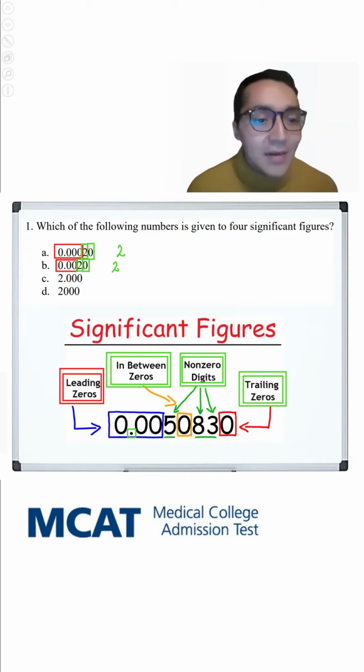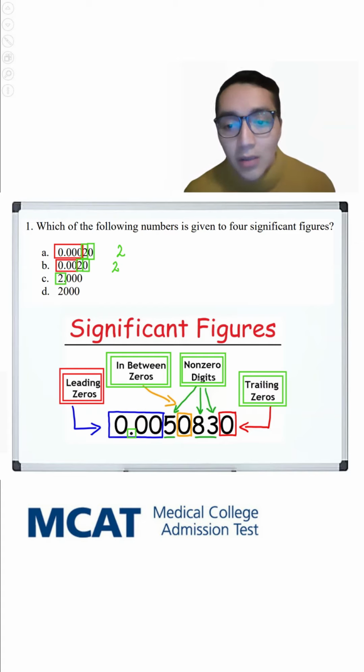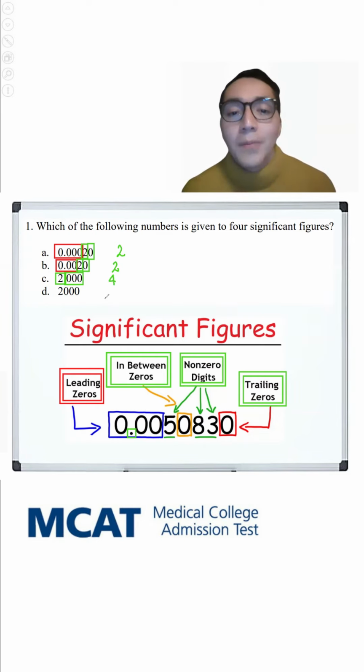What about the next one? In letter C, I can identify, first of all, the number 2. This number 2 represents the non-zero digit. The non-zero digits are considered as significant figures. I have 1. And after this, I can notice 3 zeros after the decimal point. So in this case, I can count these zeros as trailing zeros. As a conclusion, I have 4 significant figures.